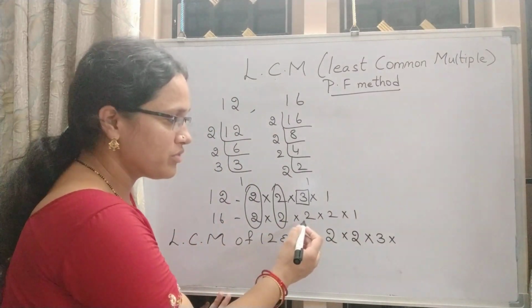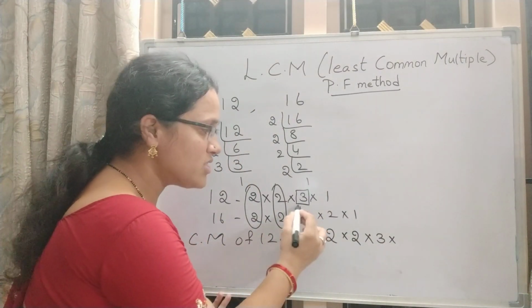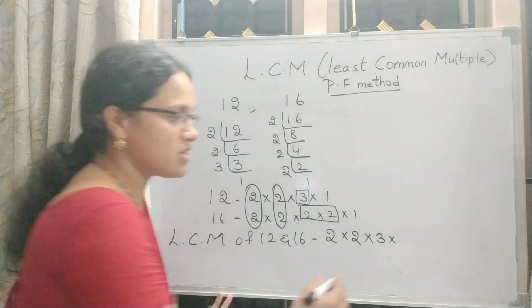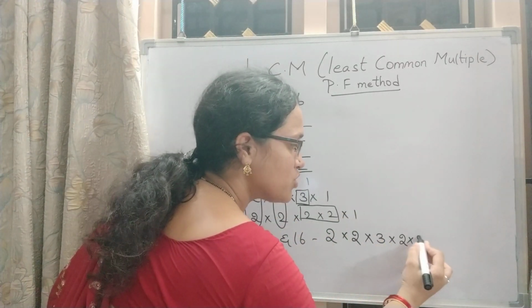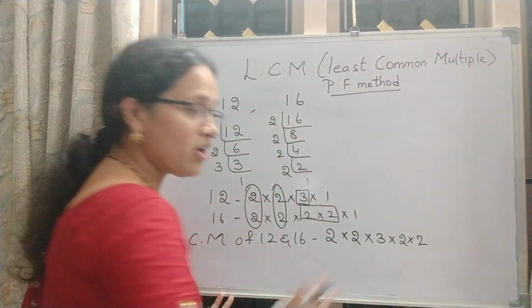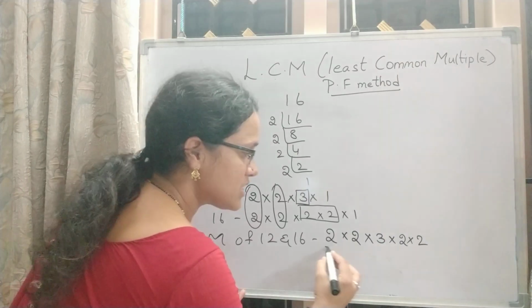And next, 2. See, 2 is also there. But what is the maximum number of times 2 is there here? Yes, 2 times. So 2 times of 2. Is that clear? Yes. Now you need to multiply all this. So did you understand? This is the first method.